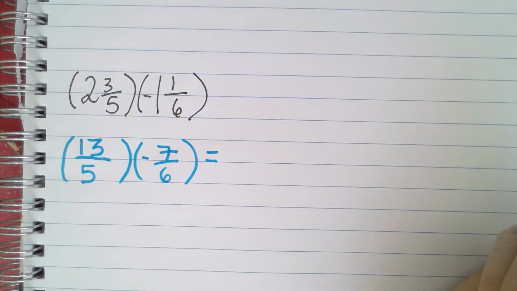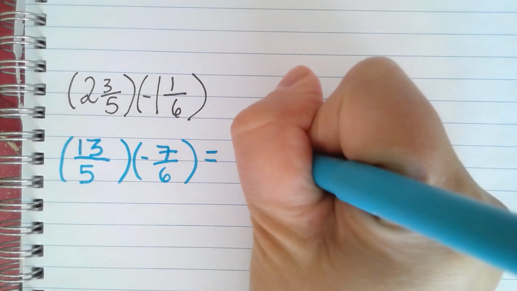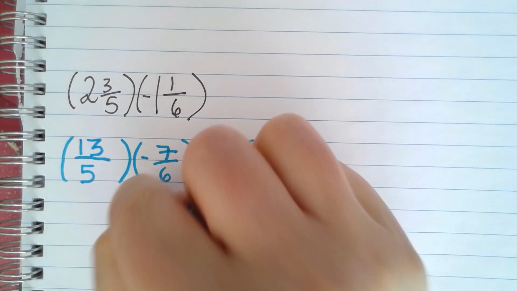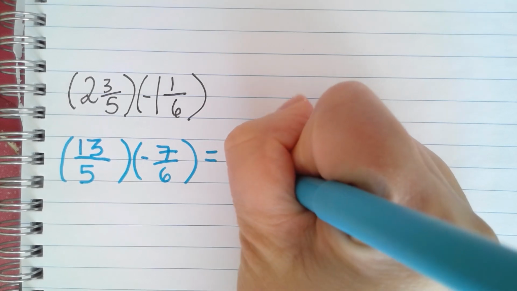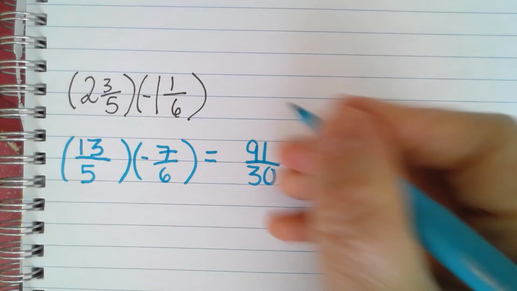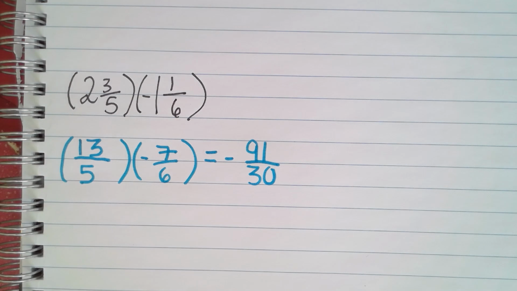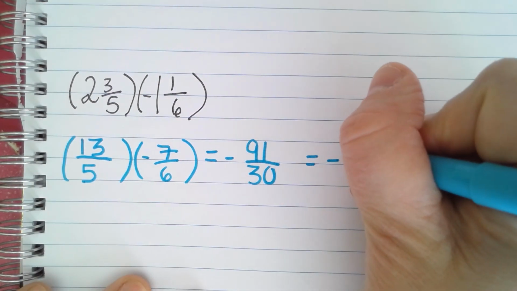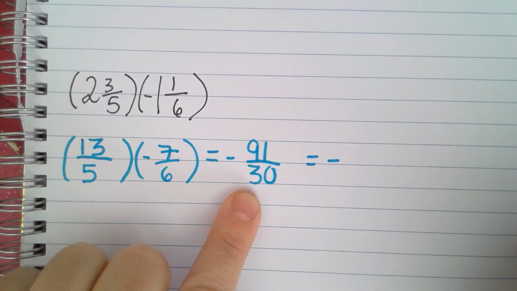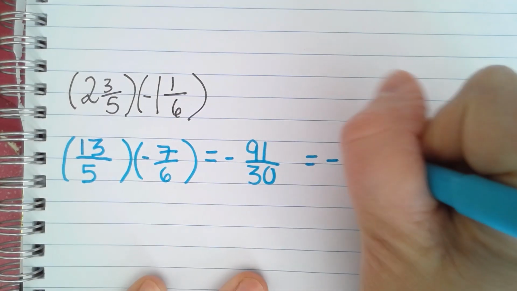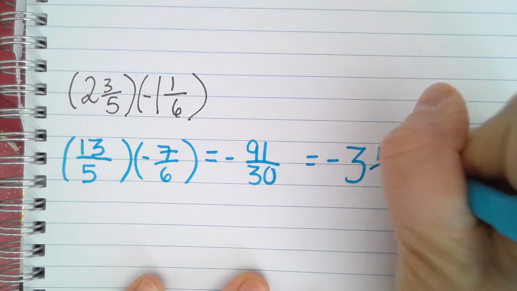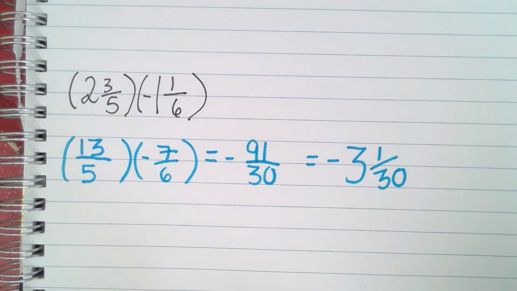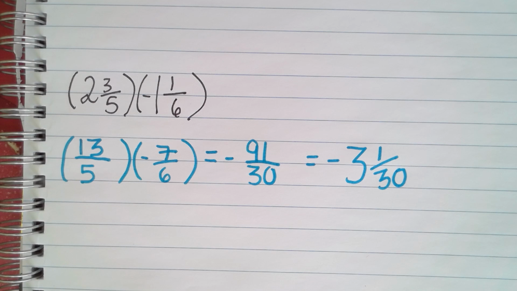So 13 times 7 is going to give me 91. And 5 times 6 is going to give me 30. Checking my signs, a positive and a negative, my answer is going to be a negative. So I have negative 91/30, which I'm going to simplify. 30 can go into 91 3 times with 1 piece out of 30 remaining. So that's how you would go about multiplying those fractions. Hope this helps.